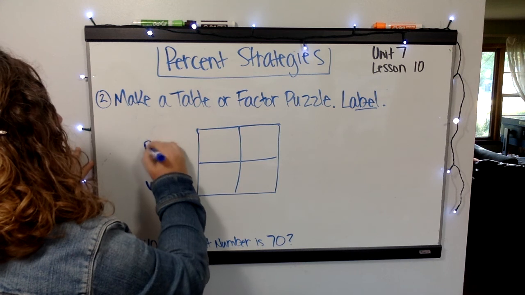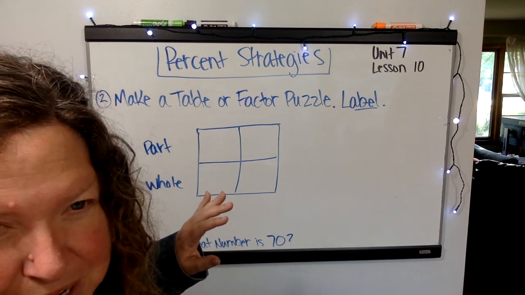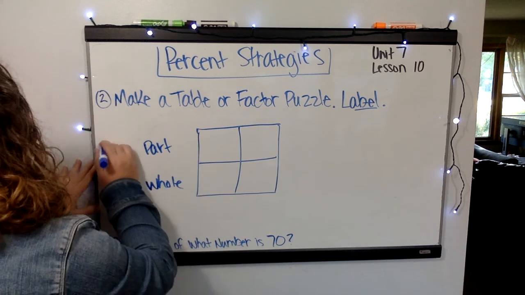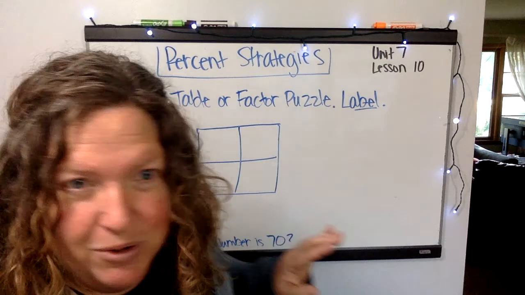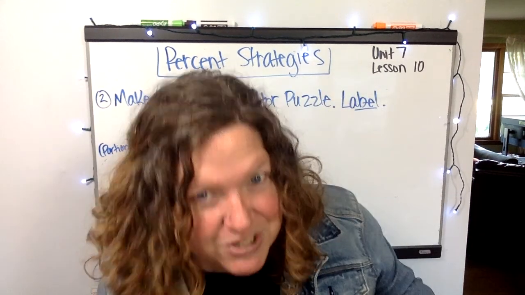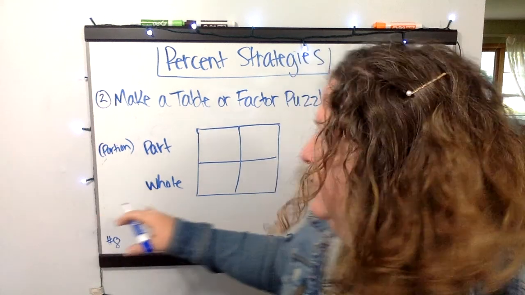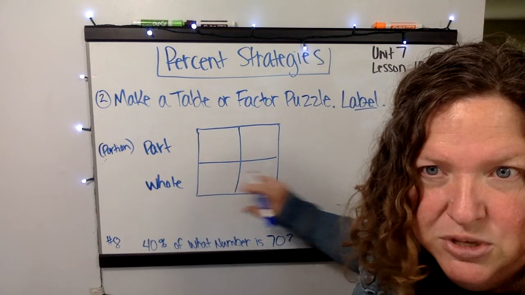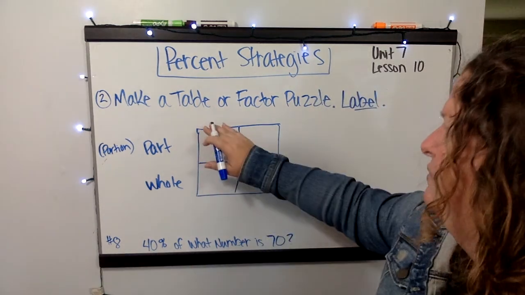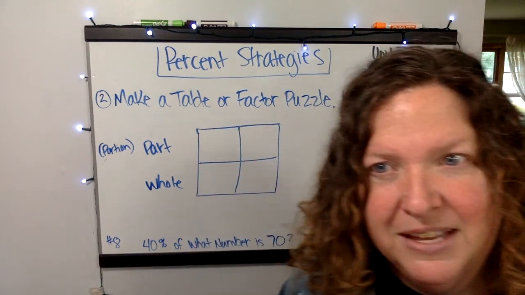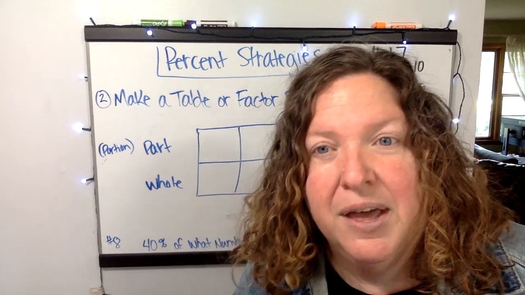And our book uses the word portion. I'm going to use the word part, but know that when you see our book using portion, it's just another word for part. Portion just means the amount that you're talking about, but it's not the whole thing. So we've got the whole thing is the row on the bottom, the part is the row on the top. Now we need to figure out, one of them is going to be the number, and one of them is going to be the percent.